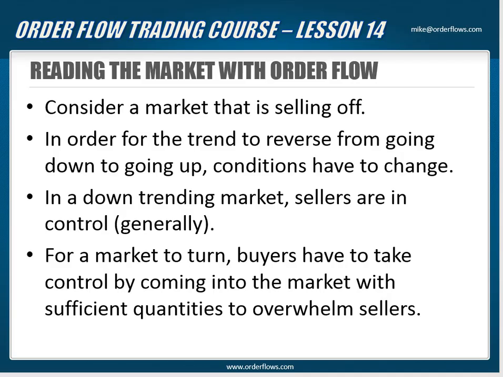Consider a market that's selling off. In order for the trend to reverse from going down to going up, conditions have to change. In a downtrending market, sellers are in control generally. I say generally, because obviously if the market's going down, sellers are pushing it down, but there are times when that's not necessarily the case. There just could be no support in the market. Not enough bidders, and the market is just drifting lower.